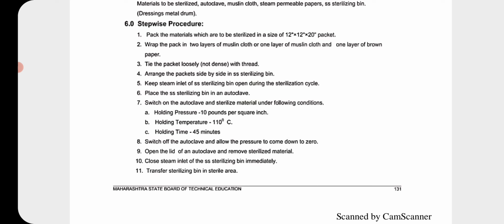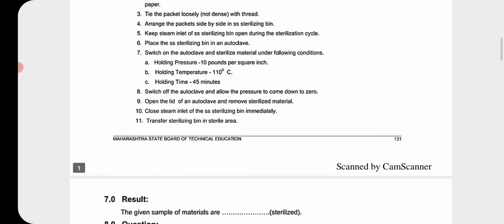Next, switch off the autoclave and allow the pressure to come down to 0. Open the lid of the autoclave and remove the sterilized material. Close the steam inlet of the sterilizing bin immediately. Transfer the sterilizing bin to the sterile area.